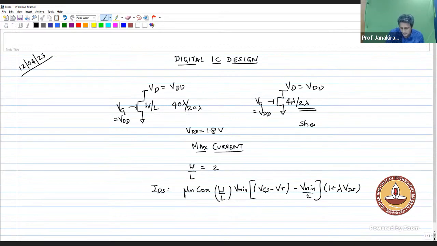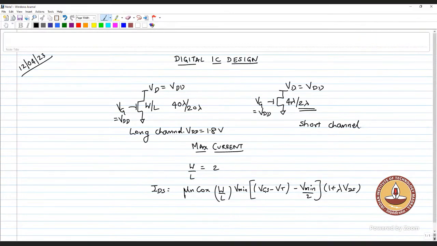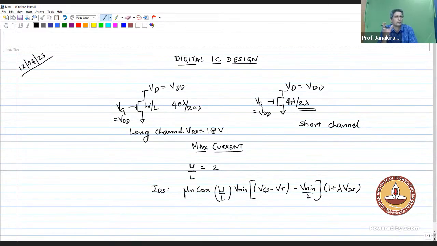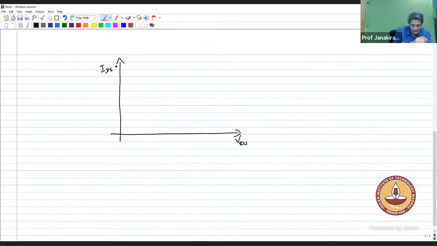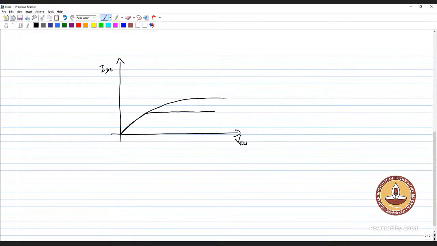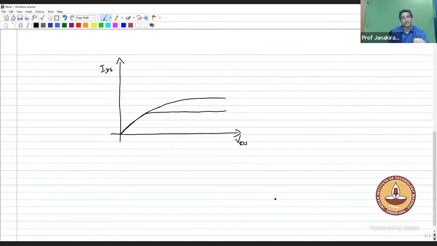Which means this is probably a short channel transistor, and this is a long channel device. Short channel devices suffer from the problem of velocity saturation. As I start increasing my VD, if you plot the ID versus VDS for a given VGS, IDS keeps increasing. If there was no velocity saturation, it would have gone like this. But because there is velocity saturation, it will be clipped. It will stop earlier for the same W by L.